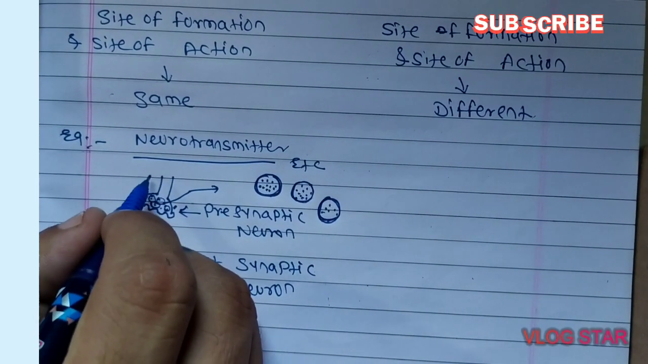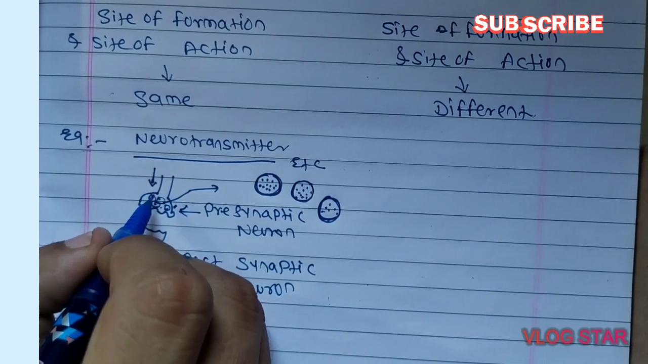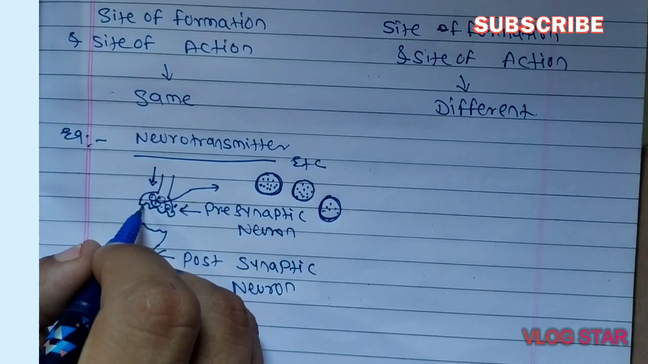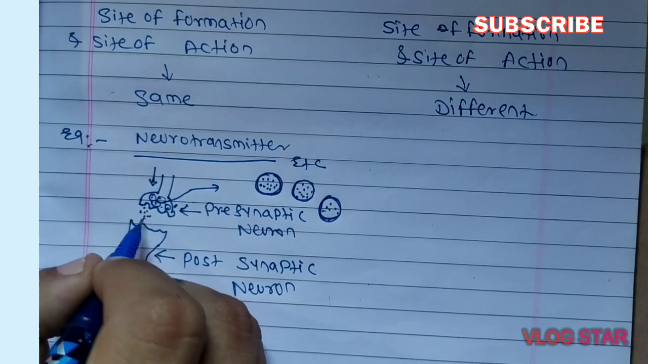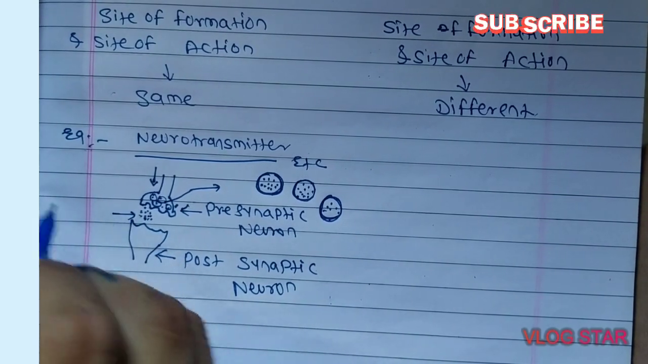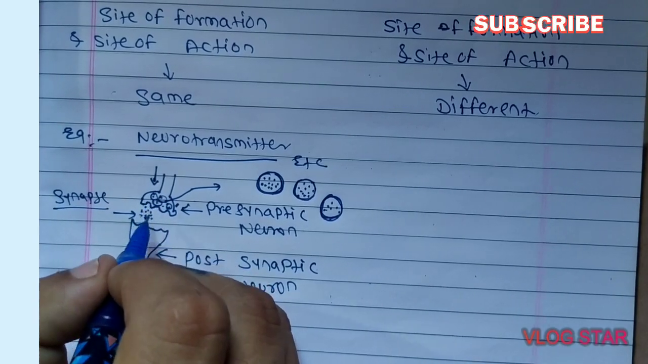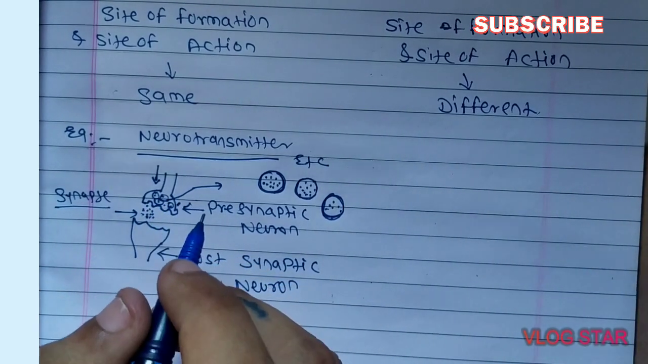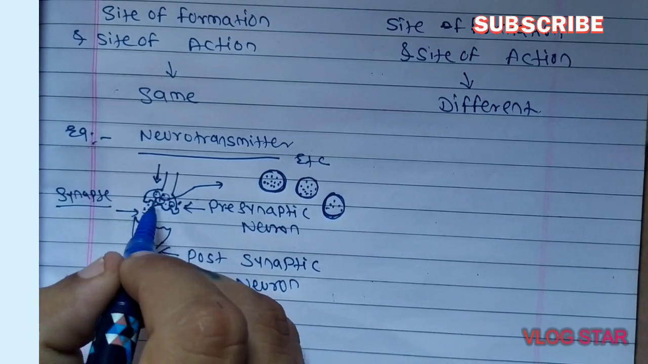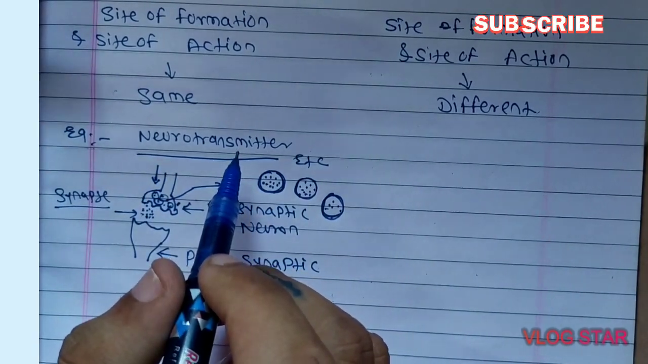Once the impulse reaches the terminal button, the synaptic vesicles go towards the end and finally release the neurotransmitter into the synapse. This is the synapse. So their site of formation and site of action is the same, that is, towards the synapse or terminal button. So this is one example of a local hormone.